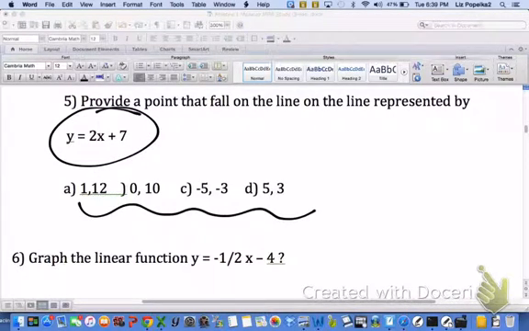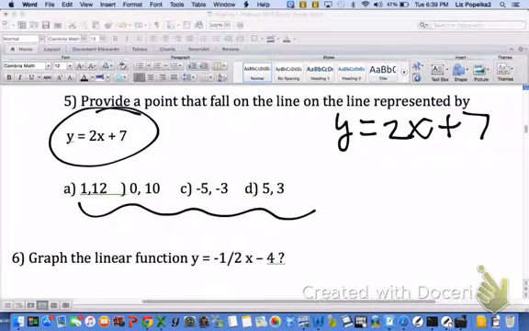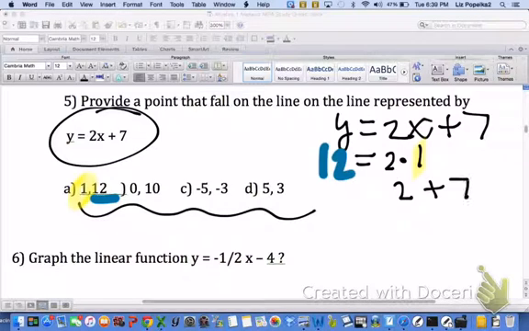So really, it's just some trial and error. So I'm going to take my equation over here. First, I'm going to put my first point in. So I'm going to put a 1 in for x, and I'm going to put a 12 in for y. Let's see if that works. So instead of 2 times x, I'm going to do 2 times 1, which is 2. 2 plus 7, nope, it isn't 12, so that means that A is out.